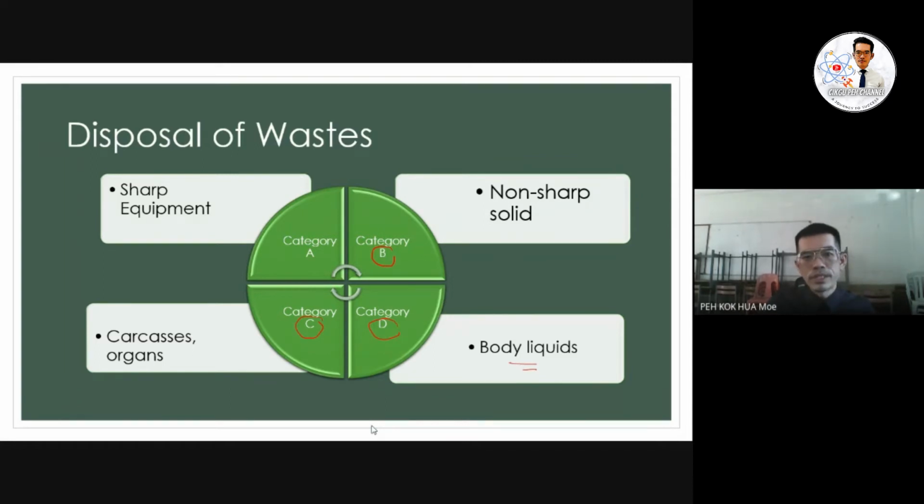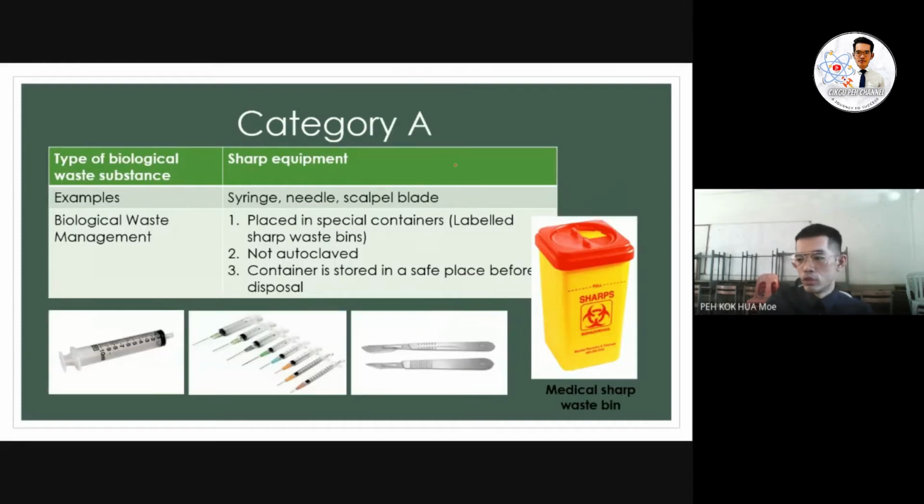So according to what I just mentioned, we need to have a proper SOP for handling our biological waste. That means we have already classified the waste into the 4 categories A, B, C, and D. Now we go to the detail for each category. Let us see category A.